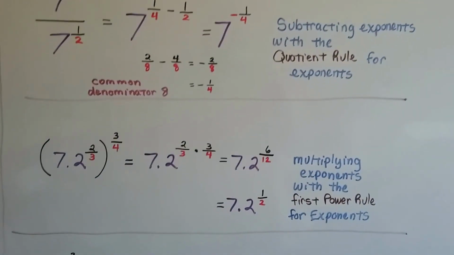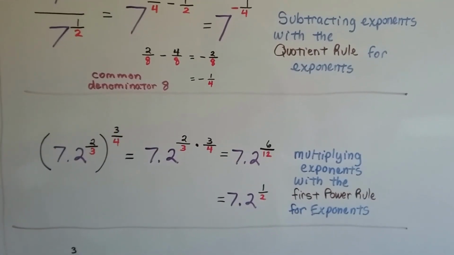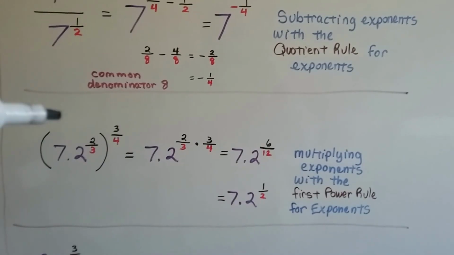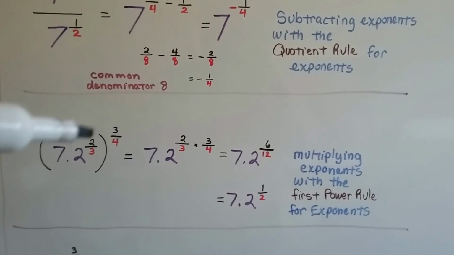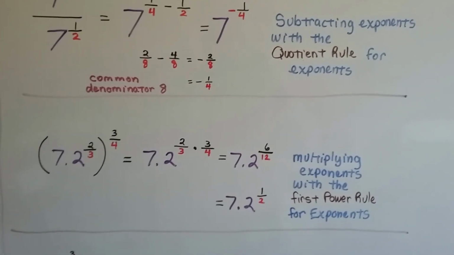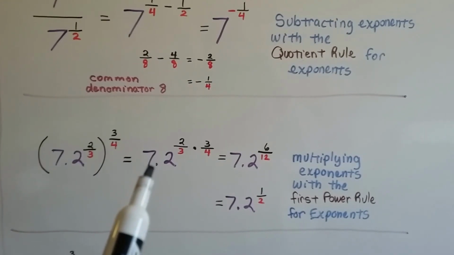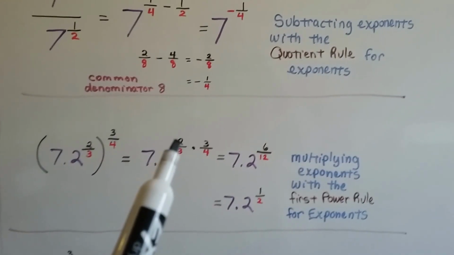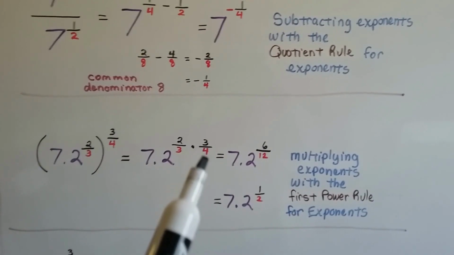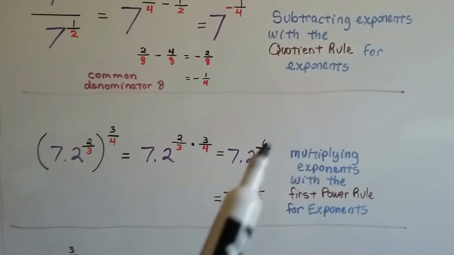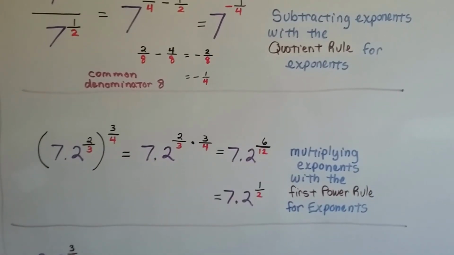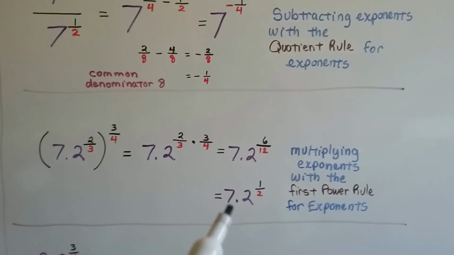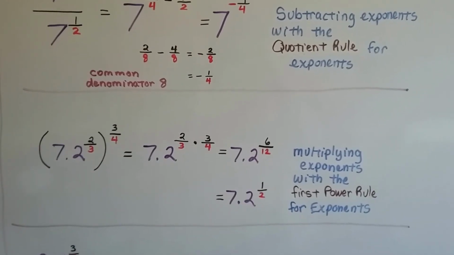All right, so here's the first power rule. Remember, there's 3 power rules for exponents. The first one says that we can multiply this power raised to that power. So we get 7.2 to the 2/3 power times 3/4 power. See? And 2 times 3 is 6, and 3 times 4 is 12. We simplify that to 7.2 to the half power.